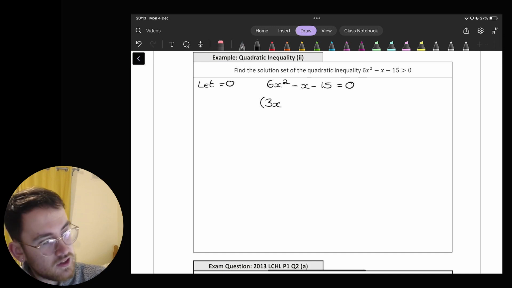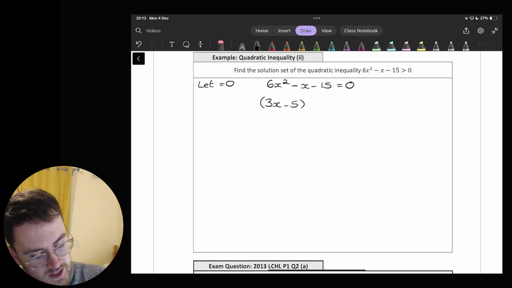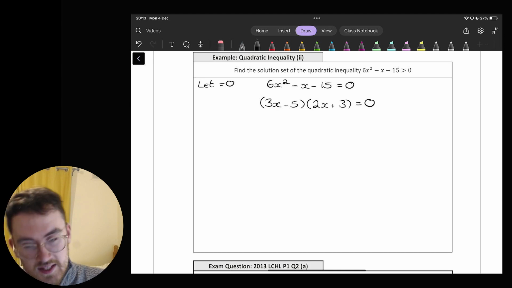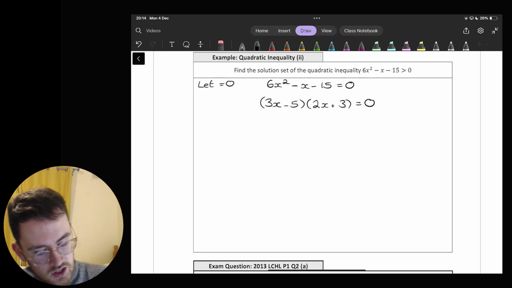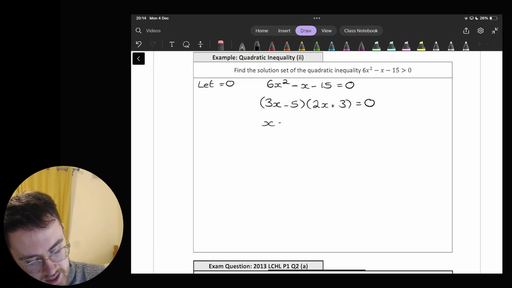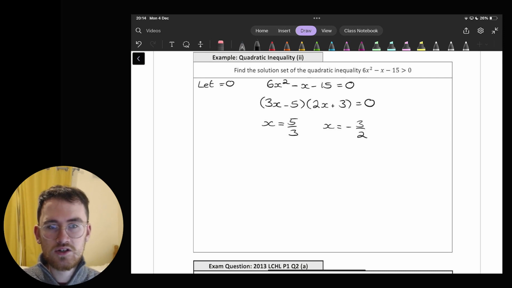So looking at my solution set here, I'm going to be factorizing. Factorizing quadratics, I suppose we should be able to do fairly well at this stage. So 3x minus 5, 2x plus 3. Taking that now, that gives me x equals 5 over 3 and x equals minus 3 over 2. So those are my two x values, my two solution x values.